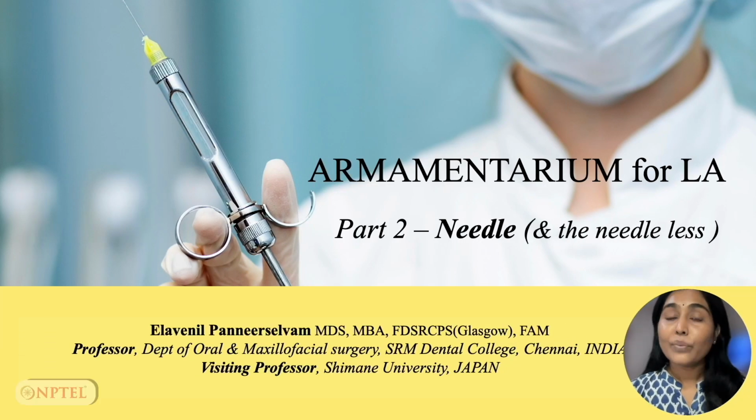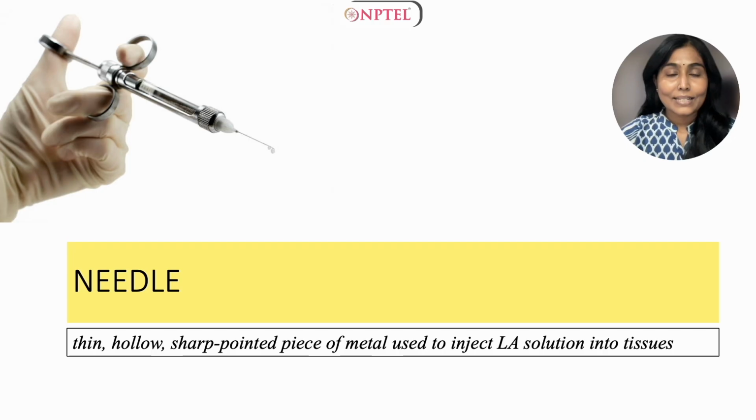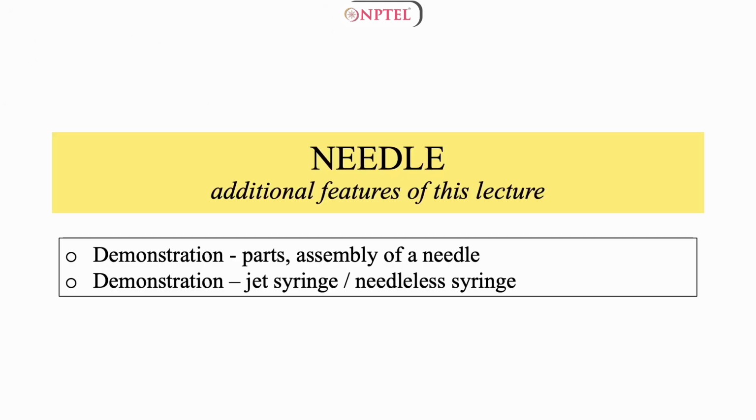Hello everyone. We now move on to the second lecture on armamentarium for local anesthesia. The topic is needle, and yes, the absence of needle as well. A needle by definition is a thin, hollow and sharp-pointed piece of metal which is used to inject local anesthetic solution into the tissues. In addition to the description about the different types of needles, this lecture will also feature demonstration videos of parts and assembly of a needle and the use of jet syringe or needleless syringe.